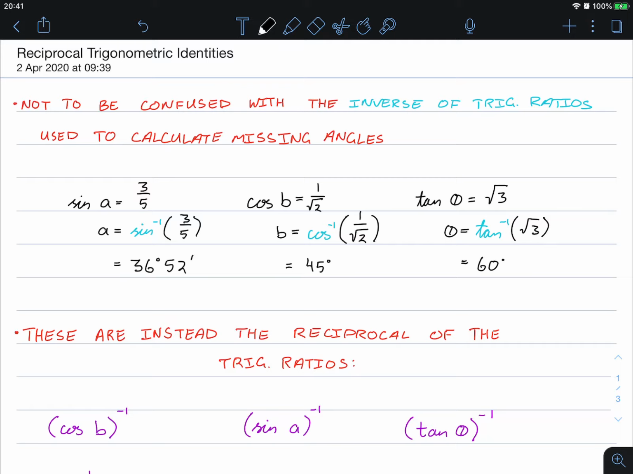Hello class, this is a video tutorial on reciprocal trigonometric identities.